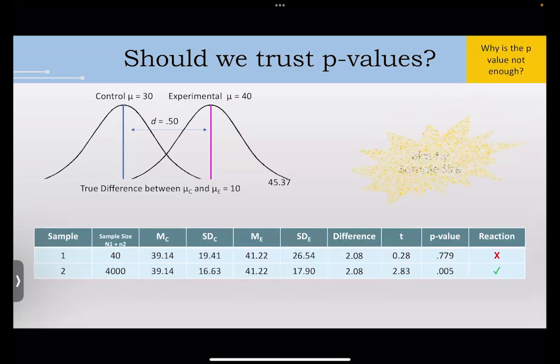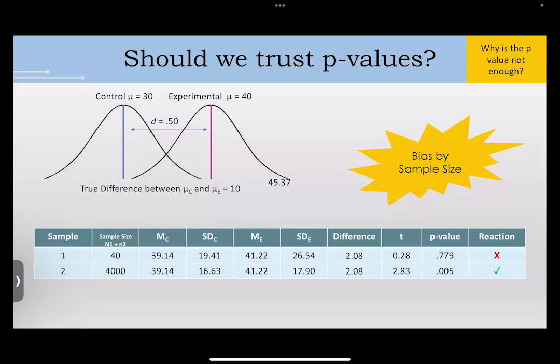Here, by the way, is another example of bias by sample size. This is a really cool example because the stats are identical. So look at the mean. Here's the mean of the control group and the mean of the experimental group. They're the same, right? One has 40 people, one has 4,000 people. The 40-person one is not significant, the 4,000 one is significant. Crazy different p-values and t-values.